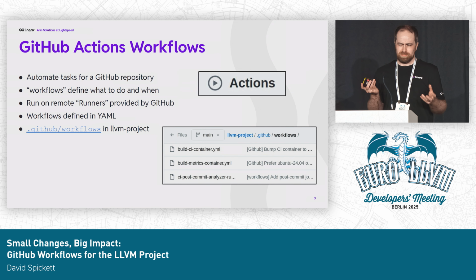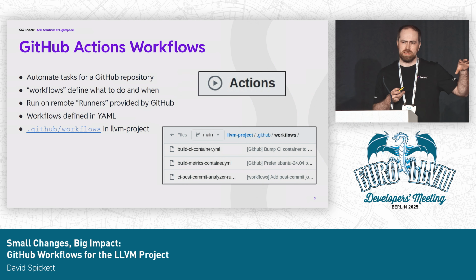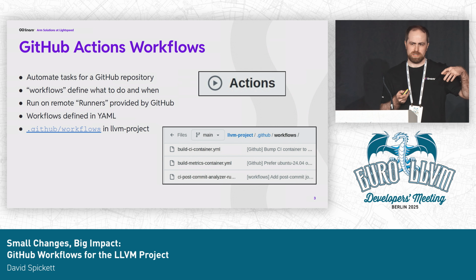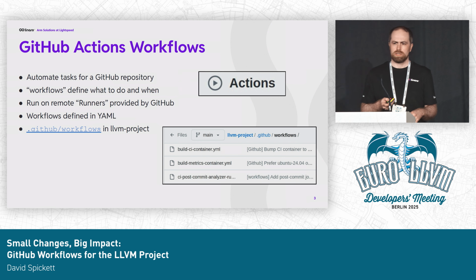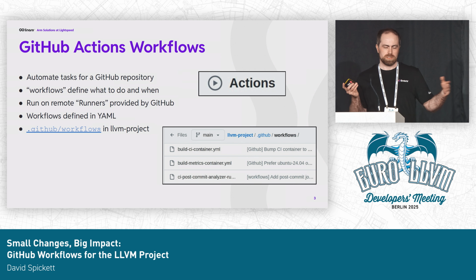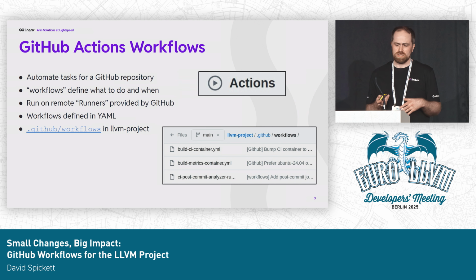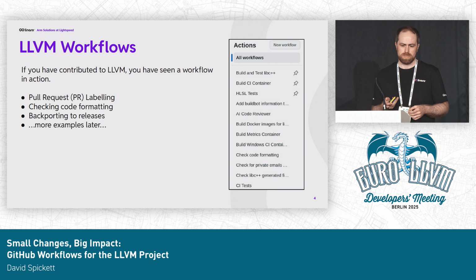So the branding is a bit weird, I think. GitHub Actions is the high-level feature that adds an automation server in the background of your GitHub repository, and then workflows is the way that you define what gets done in those jobs. So they run on these remote cloud machines that they call runners. You define them in YAML, and they live in this special folder in the root of your repository.